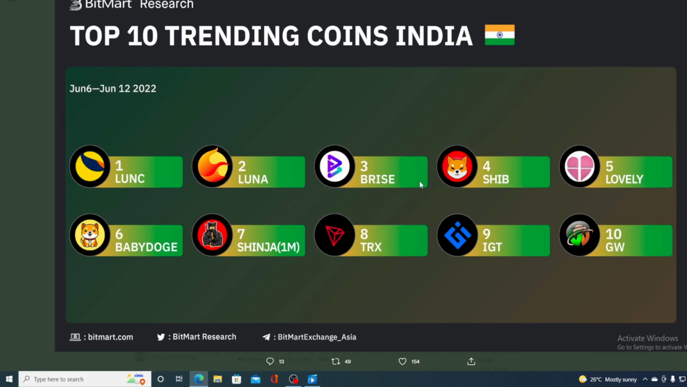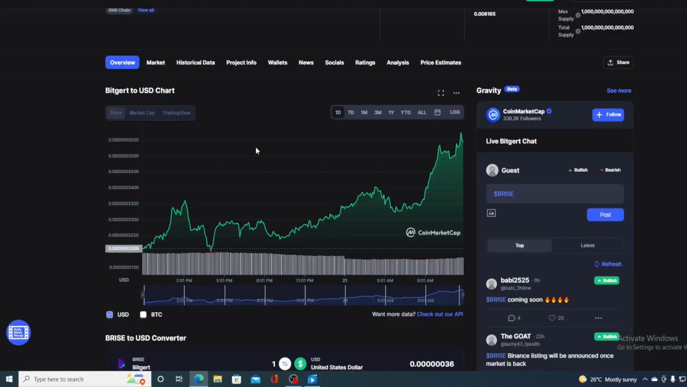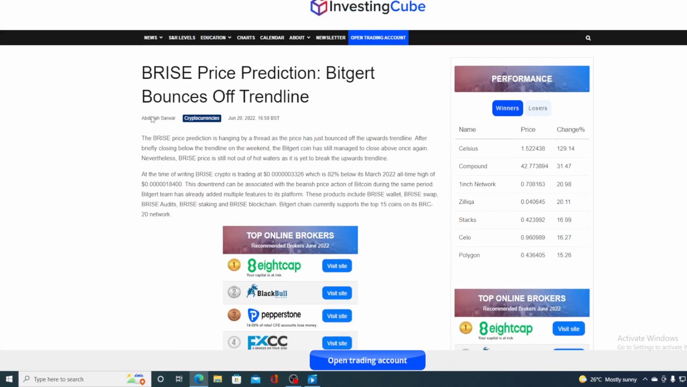Let me remind you guys, during the last couple of weeks, we did have that bear market and all of the currencies were affected. But now it seems that Bitgert is slowly crawling out of the red lines and it's climbing upwards. So where is it going in the future? I will tell you that in a second, but take a look at this first.